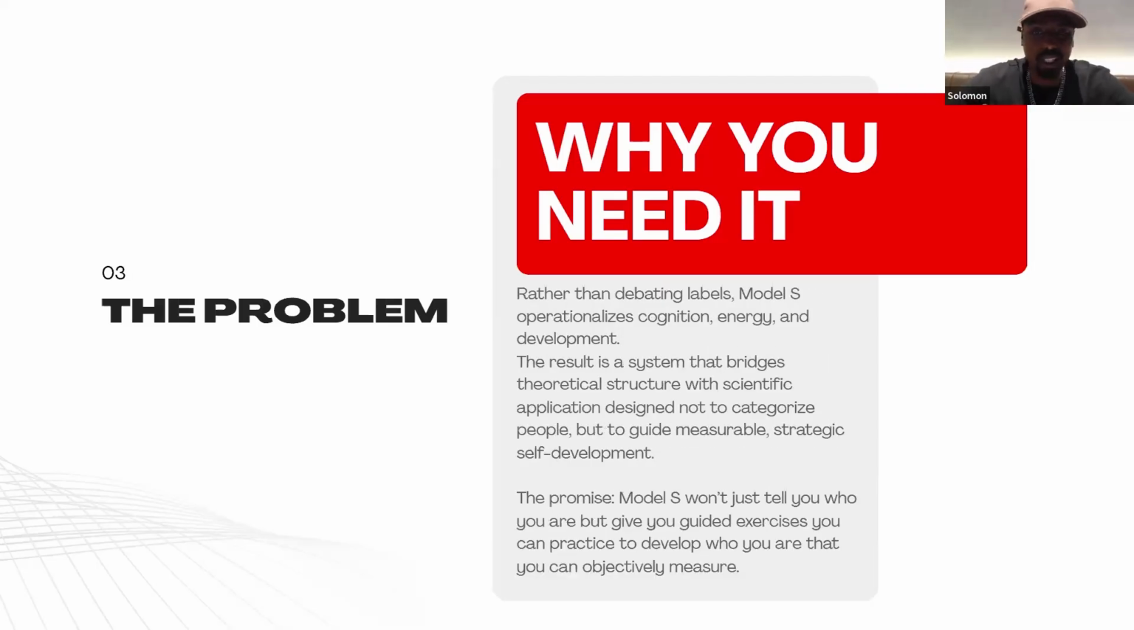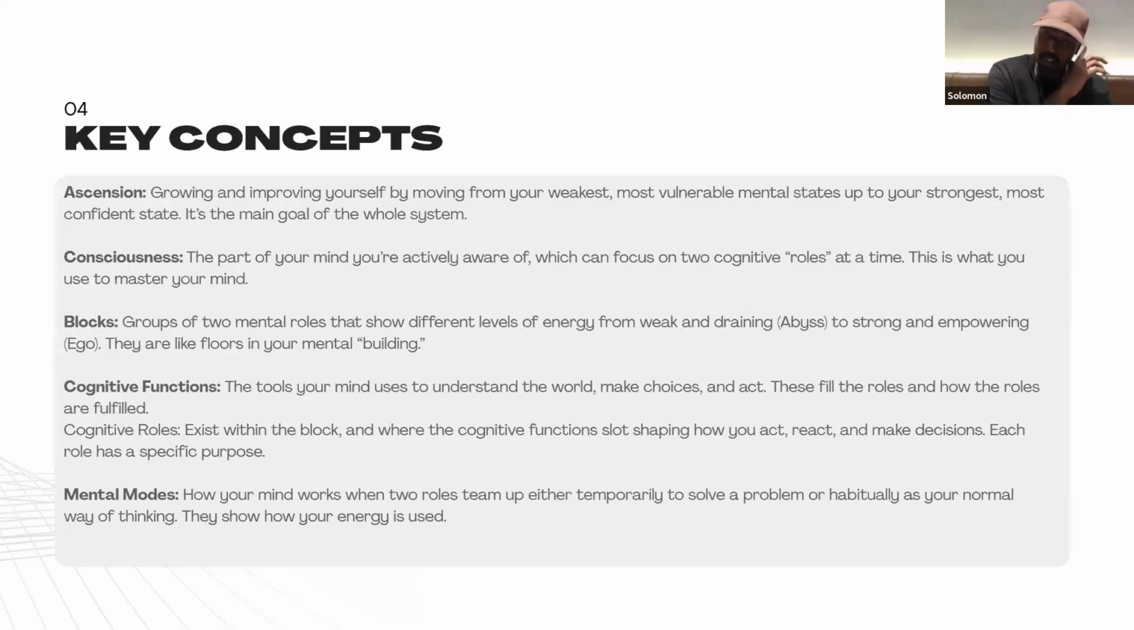So, rather than debating labels, Model S operationalizes cognition, energy, and development. The result is a system that bridges the theory, structure, and the scientific application, designed not only to categorize people, but to also guide them to measurable and strategic self-development. The promise is that Model S won't just tell you who you are, but it gives you a guided exercise you can practice to develop who you are that you can objectively measure. All right, so that's just the quick overall of what this system is before going into the key concepts.